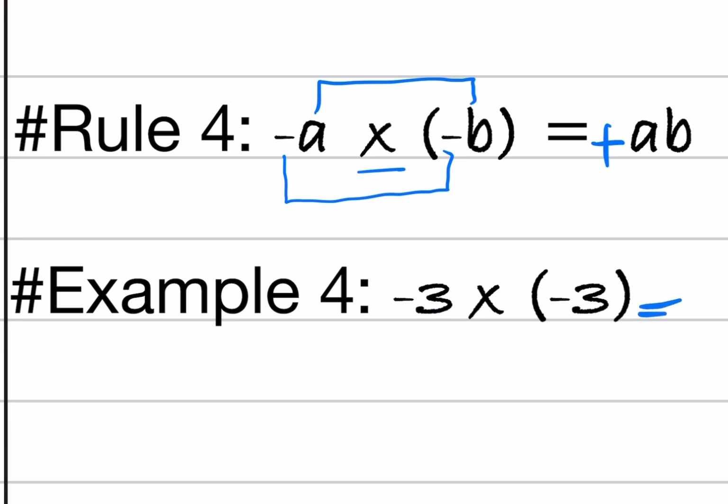Let's look at one example. Let's multiply this 3 and 3. We got 9, and minus minus gives us plus, so we're not going to write that plus here.